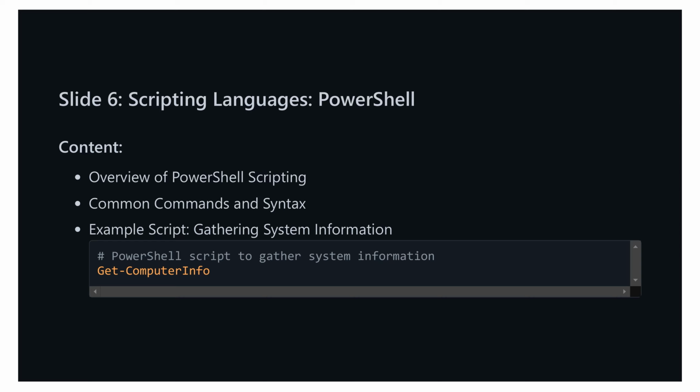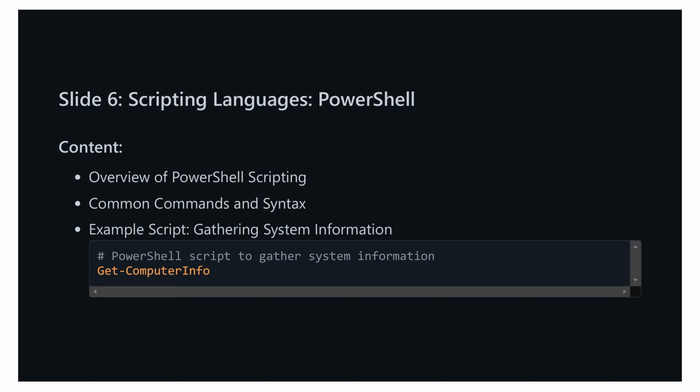Just like Python, PowerShell is a powerful scripting language, but it is particularly tailored for task automation and configuration management in the Windows environment. In this slide, we will cover the fundamentals of PowerShell scripting. We'll go over the common commands and syntax that are quintessential for any PowerShell script. To give you a glimpse into PowerShell's capabilities, we have an example script that gathers system information. Here, the command Get-ComputerInfo is used to fetch comprehensive details about the system it's executed on. This command retrieves a wide range of information including OS details, hardware specifications, and much more. By understanding these basics, you'll be well equipped to start utilizing PowerShell for automating administrative tasks and managing system configurations.